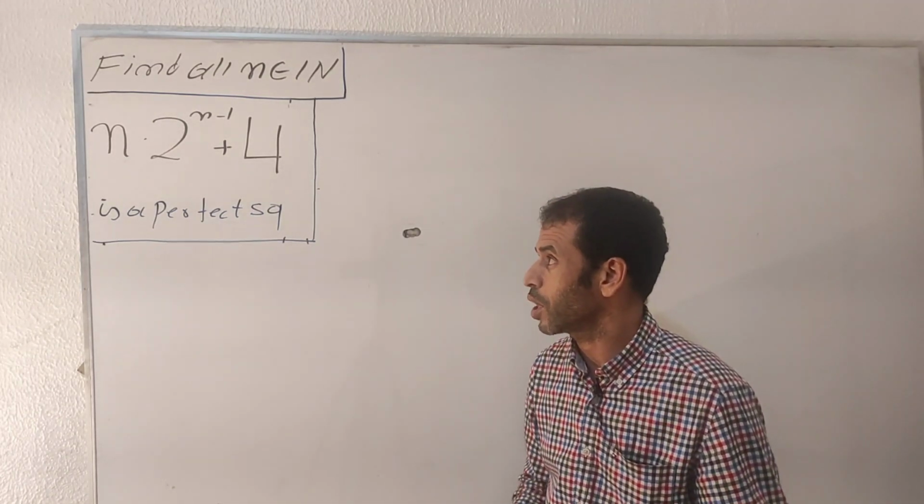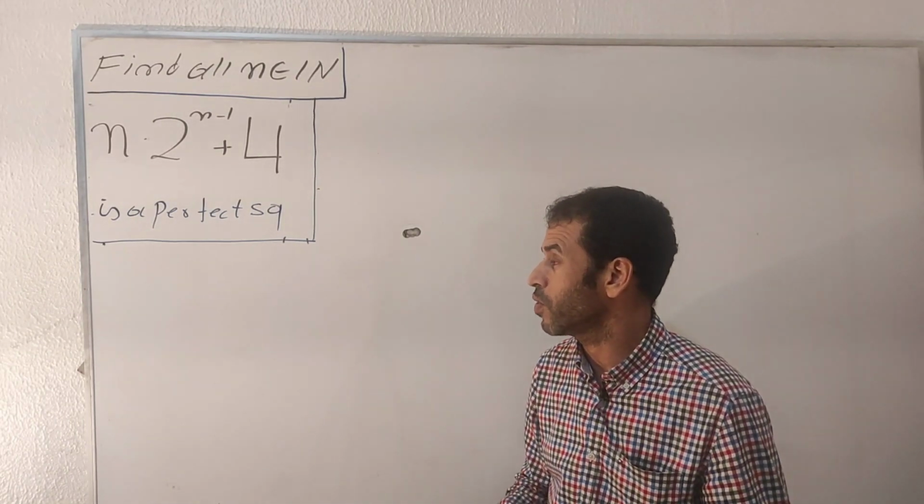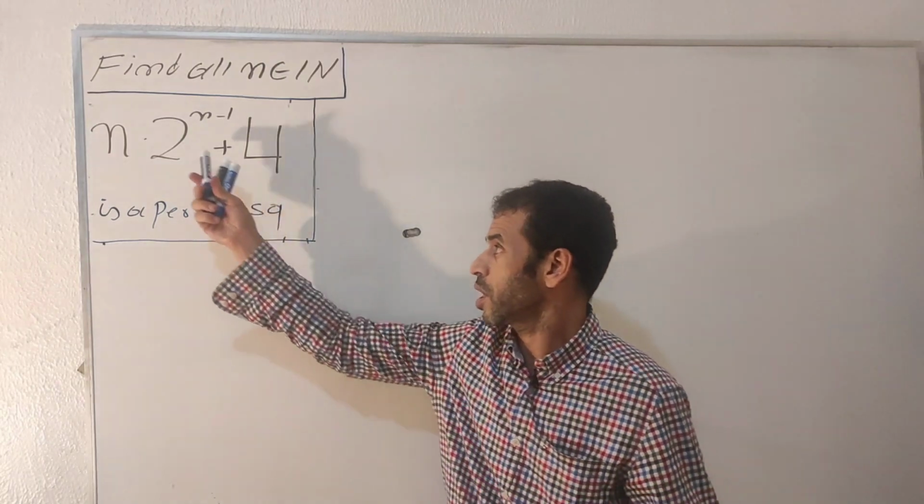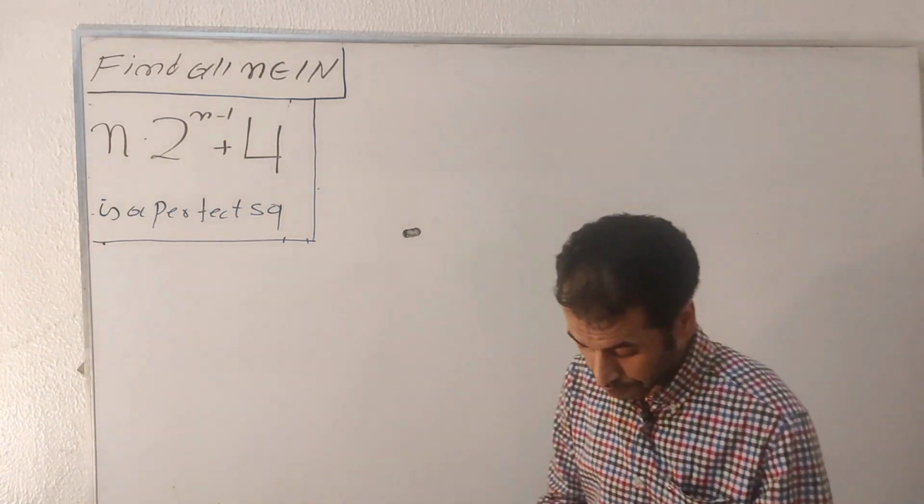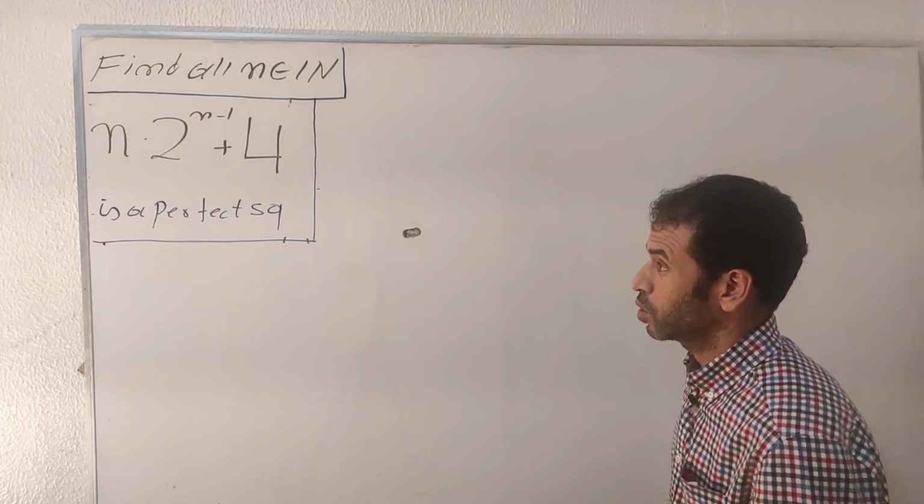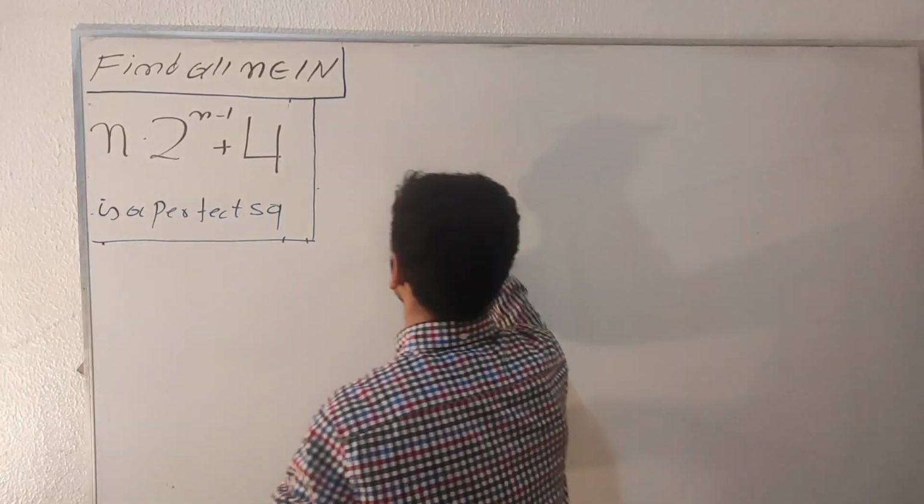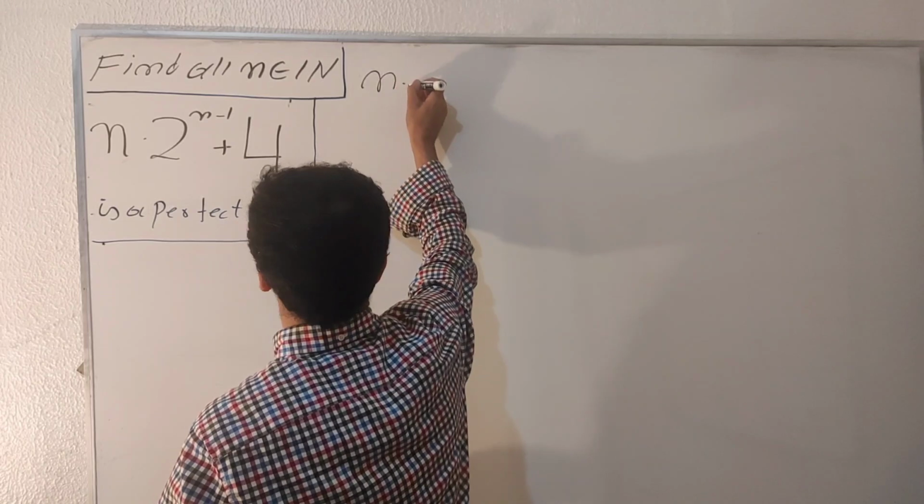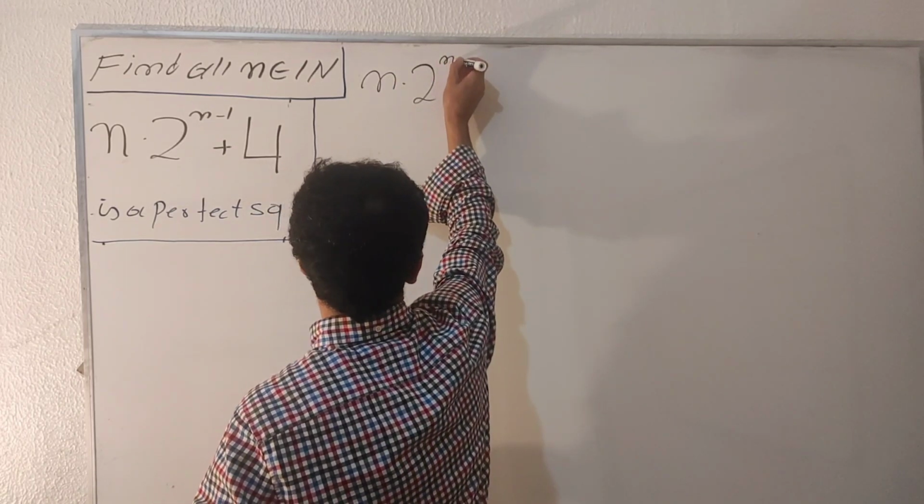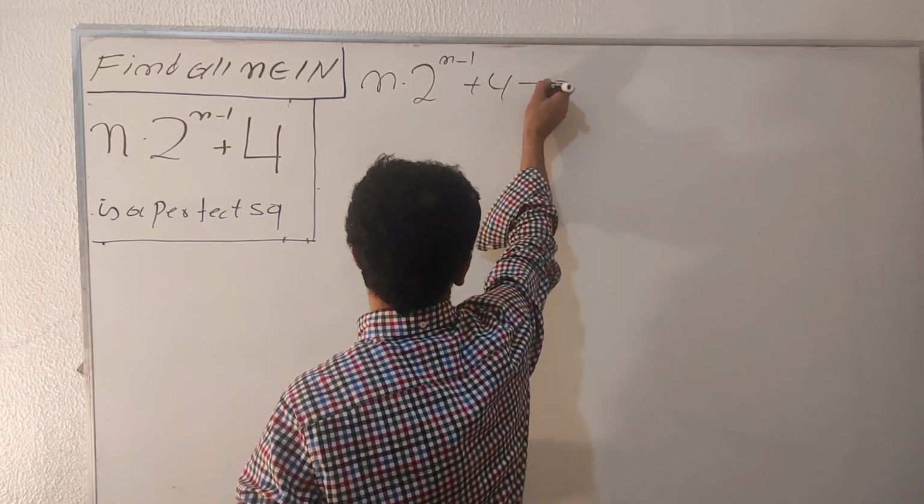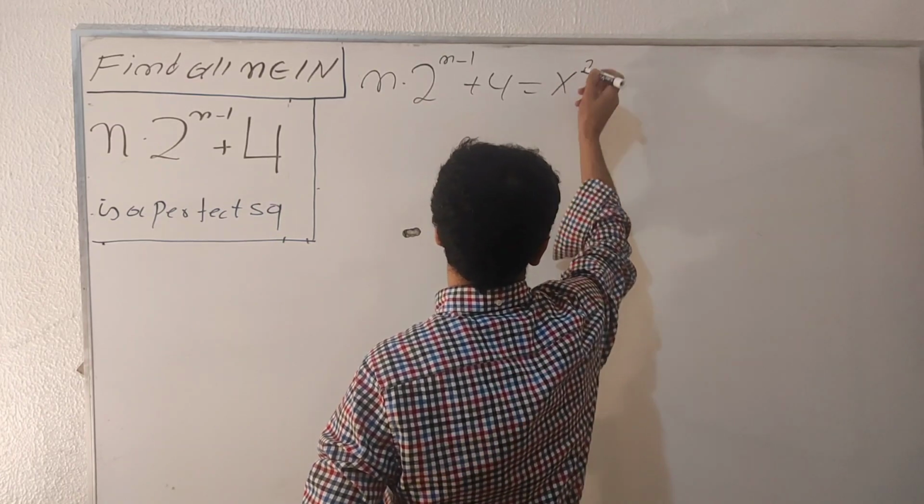So our goal is to find the appropriate values of n in order to have this set up as a perfect square. Okay? So let's go through the solution to see how to deal with this one. We are saying this term is a perfect square, which means it's going to be written in this form: n multiplied by 2 to the n minus 1, plus 4, equals x squared, as a perfect square. Okay?